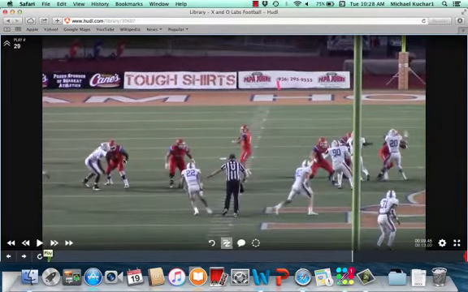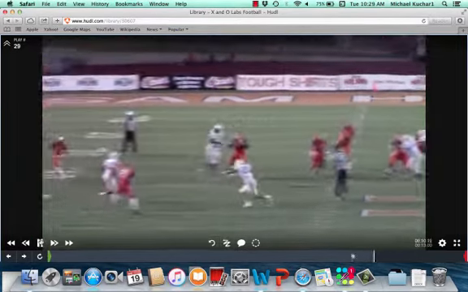You see as number 22 works here, he's going to start working back to the receiver. That's where the space needs to be accessed.